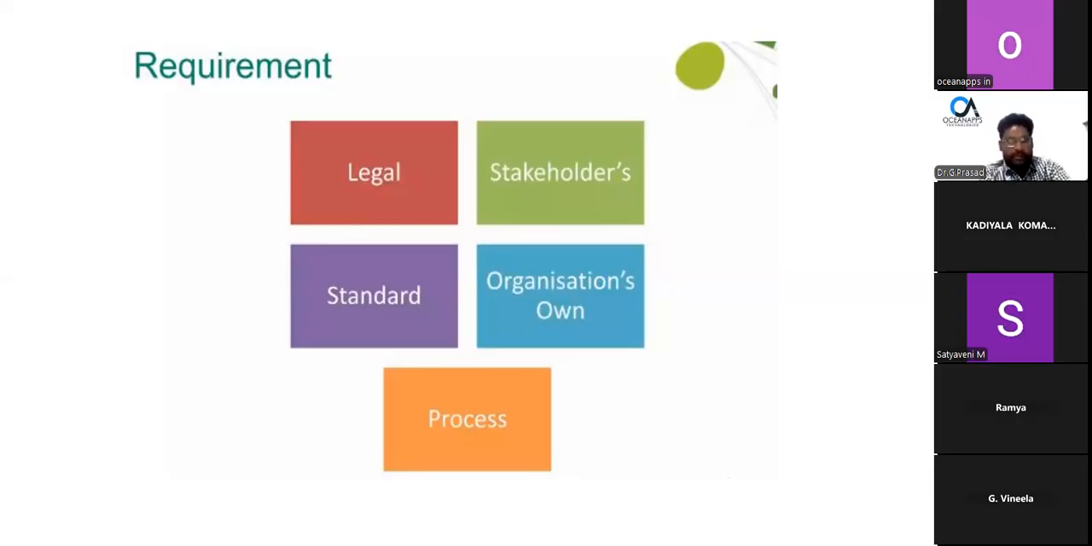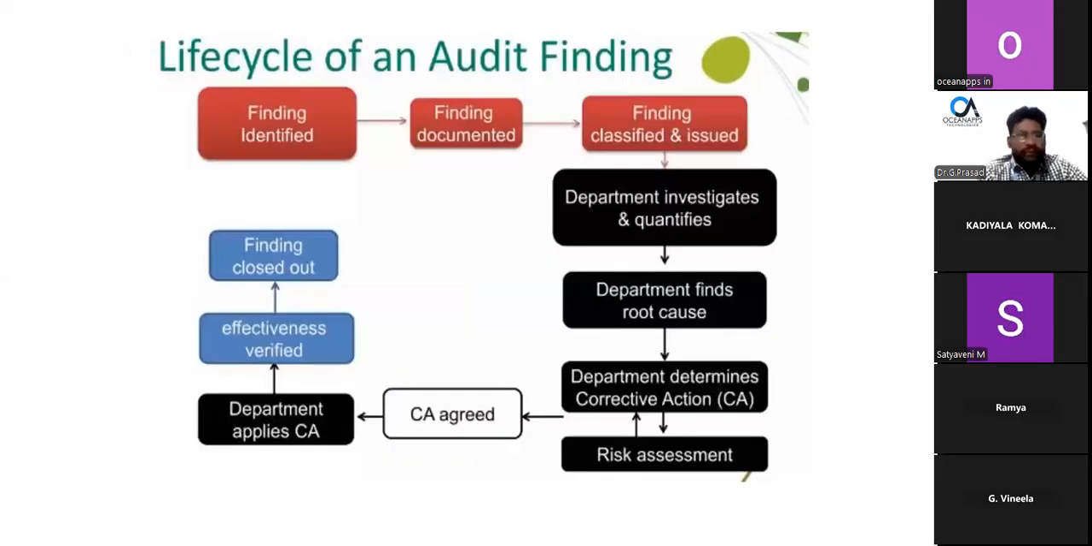A life cycle of an audit finding. That means what is the process? First, the finding is identified, the finding is documented, and the finding is classified and issued.